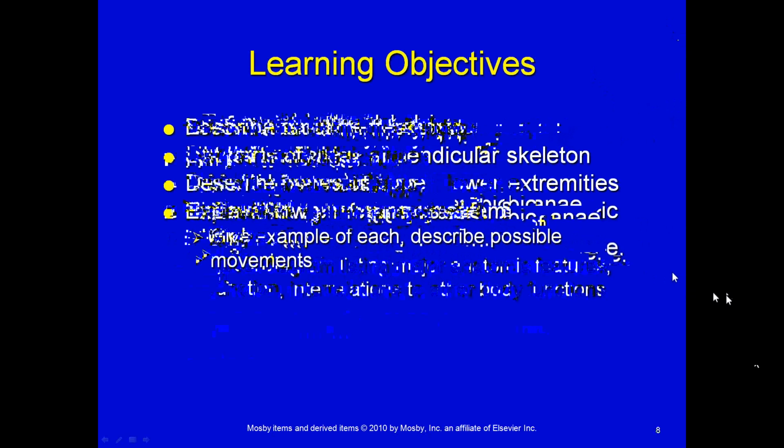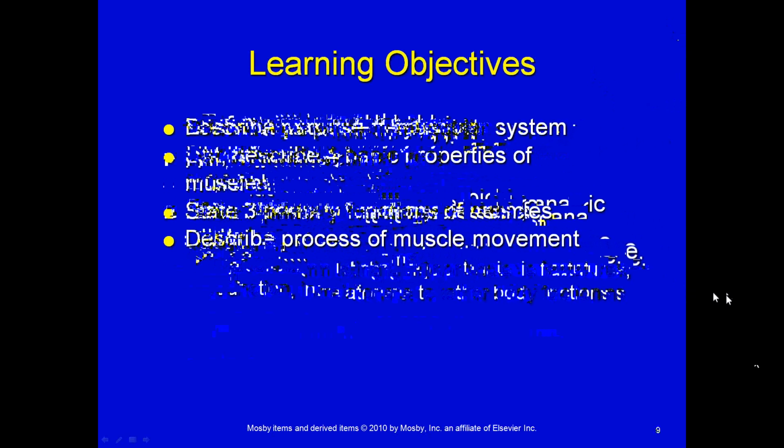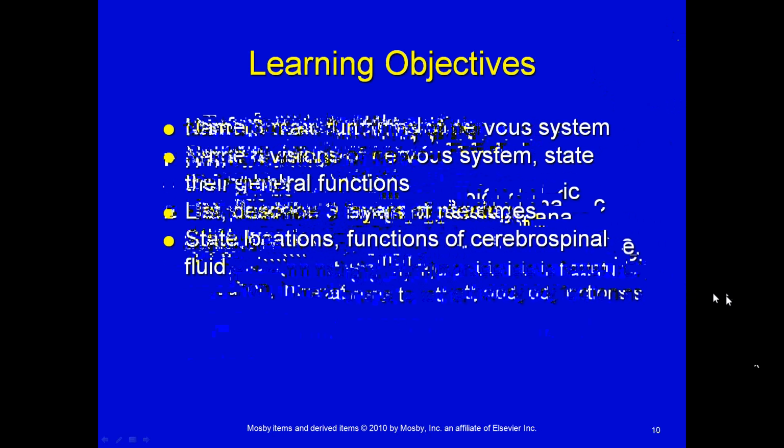We'll list the parts of the axial and appendicular skeleton. We'll describe bones of the upper and lower extremities, explain how joints are classified, and give an example of each type of joint and the way it moves. We'll describe the purpose of the muscular system. We'll list and describe 4 basic properties of muscles. We'll state 3 primary functions of muscles and describe the process of muscle movement.